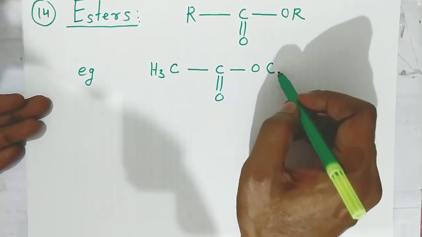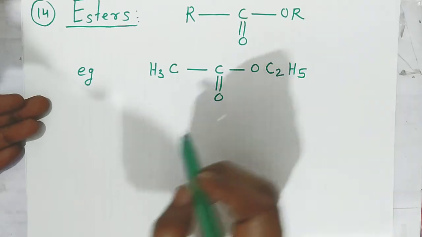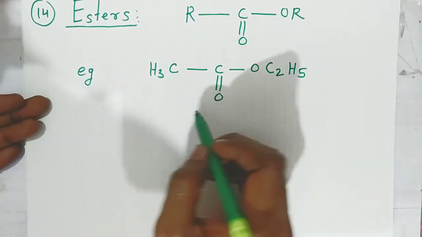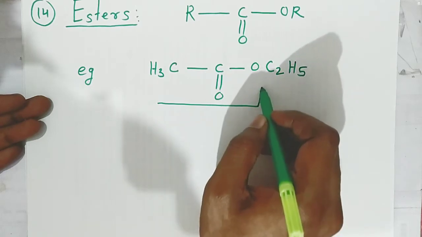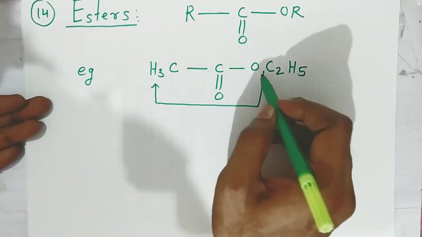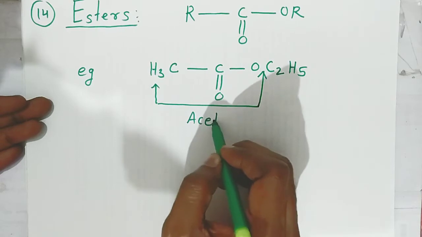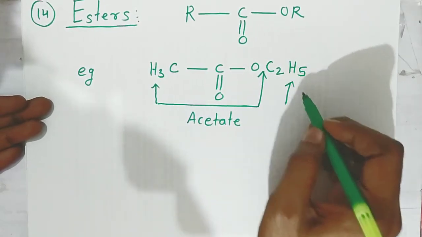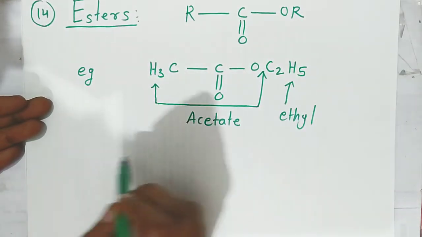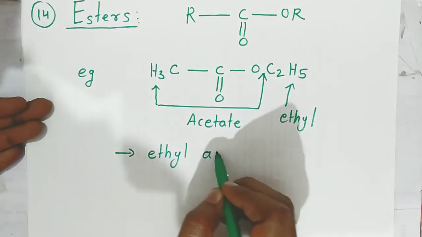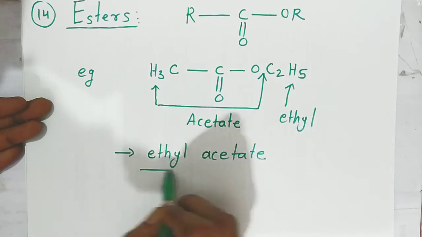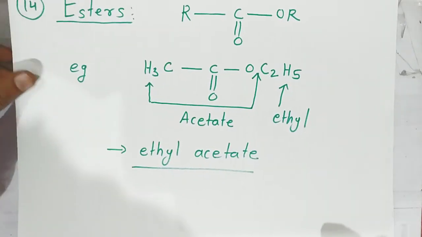Here in place of this alkyl I am putting C2H5. So this is called the acetyl group. From here to here we call it acetate, and this is ethyl. So what will be the name of this compound, students? The compound name will be ethyl acetate. Very important step, students.